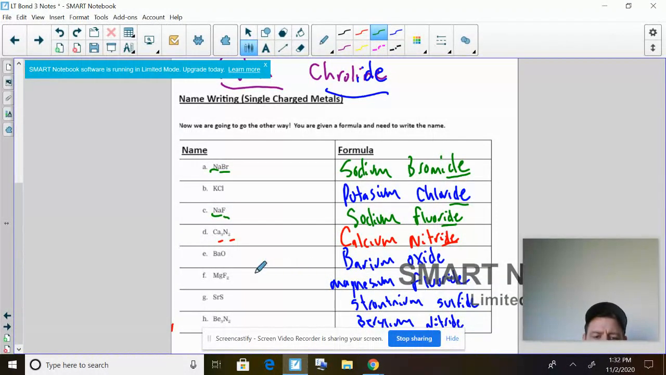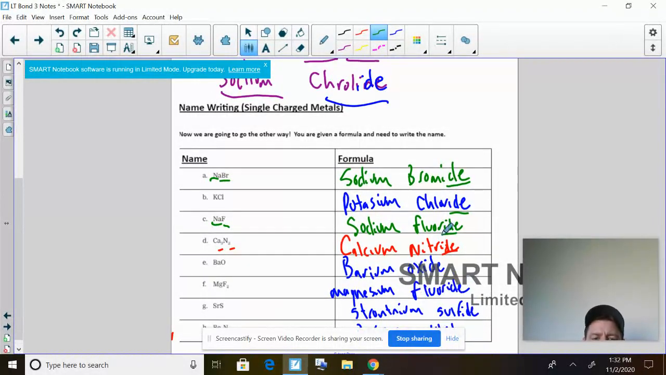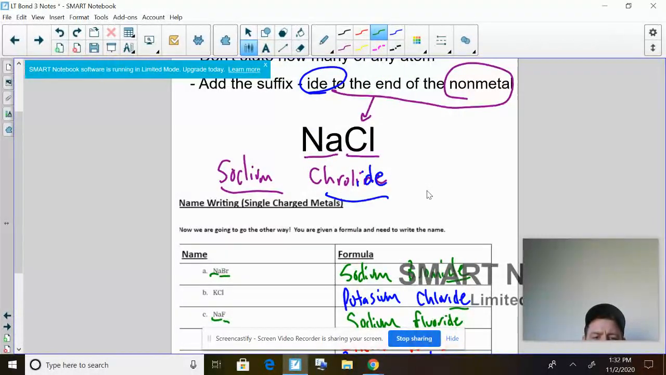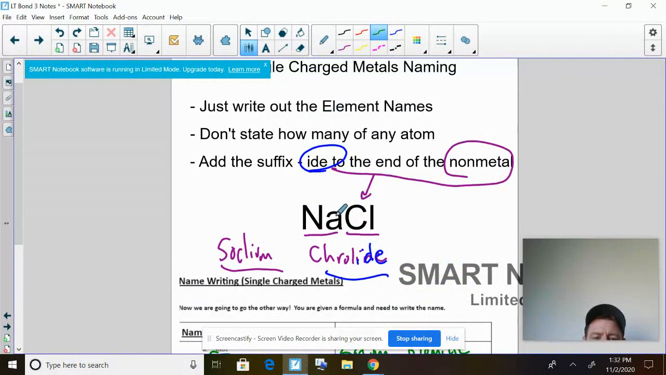Okay, check your answers. Beryllium oxide. So oxygen goes to oxide. Magnesium fluoride. Strontium sulfide. Beryllium nitride. In summary, remember, just write out the elements' names, metal, non-metal. Don't state how many of an atom. We don't need like 2 chloride. We just need the name and add the suffix "ide."